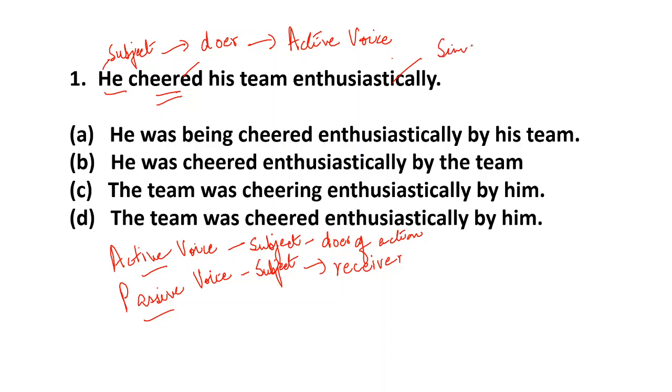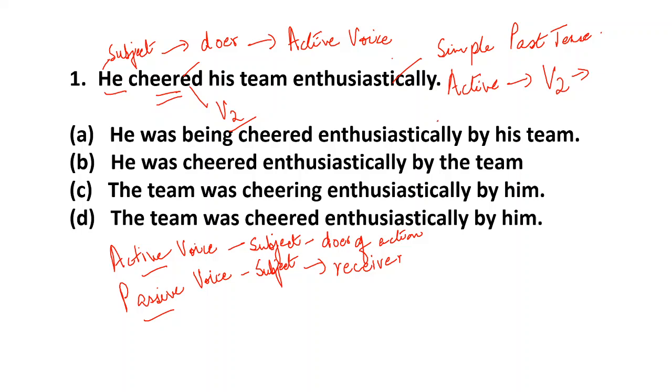simple past tense. It is in simple past tense. So in simple past tense, what is the active voice? In the active voice, you will get the verb V2, that is the past tense, simple past tense. So this cheered is what? V2 verb, the second form of the verb. So here, he cheered, that is, the subject is doing the action. He cheered his team enthusiastically.